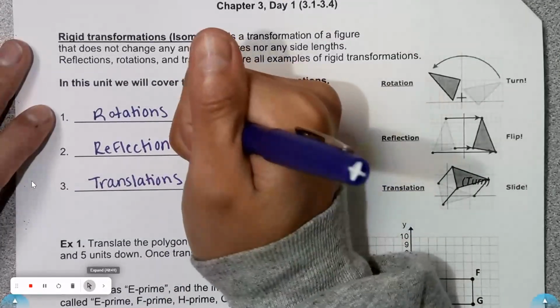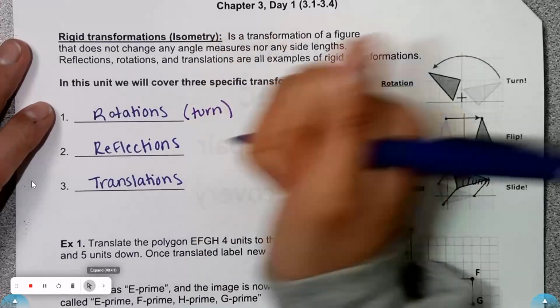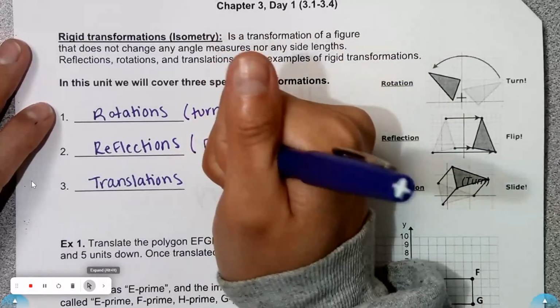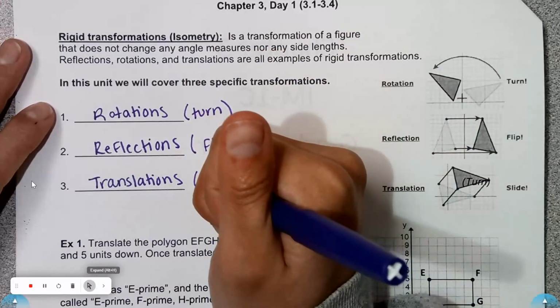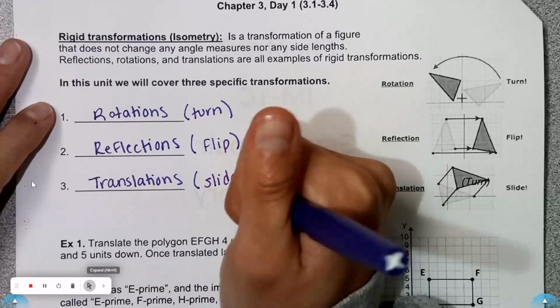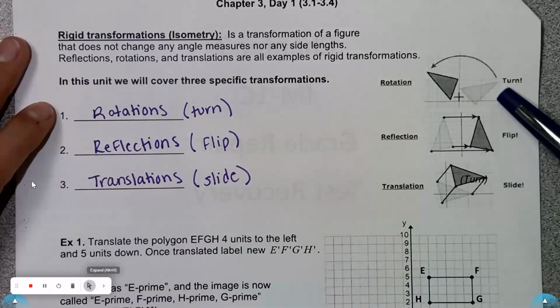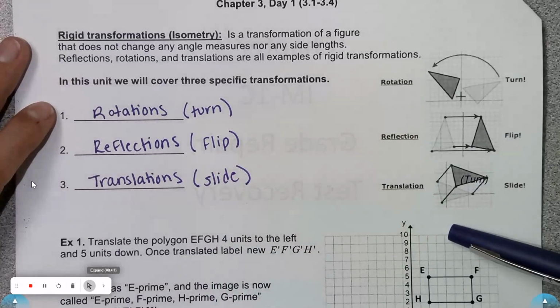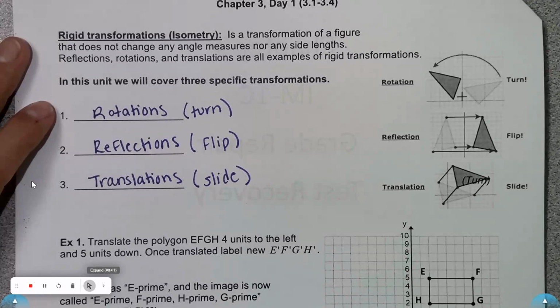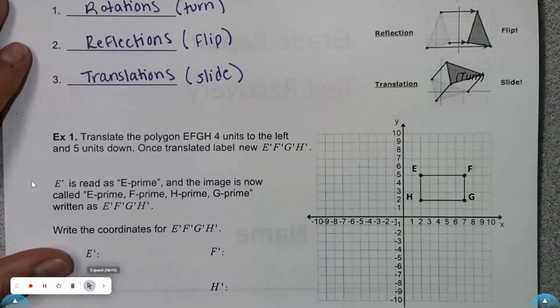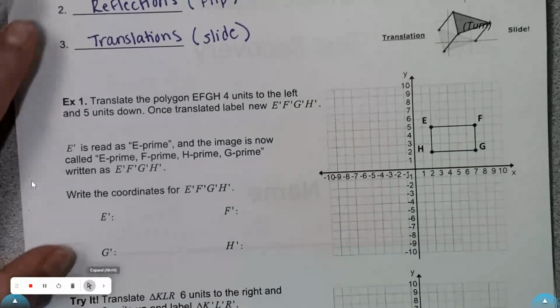So a rotation is also known as a turn, a reflection is also known as a flip, and a translation is also known as a slide. And these are pictures over here just to refresh your memory if you weren't sure. All right, the first transformation that we're going to focus on is a translation, so where we slide something.